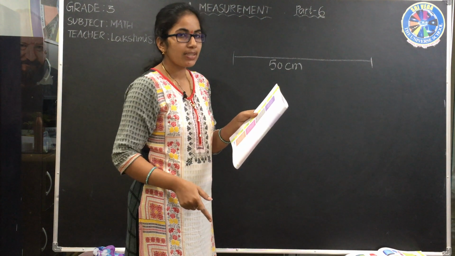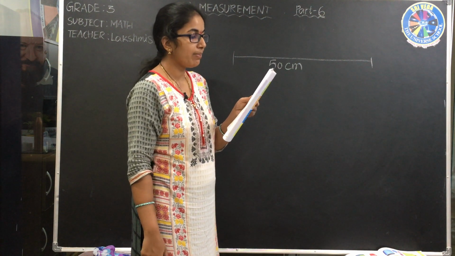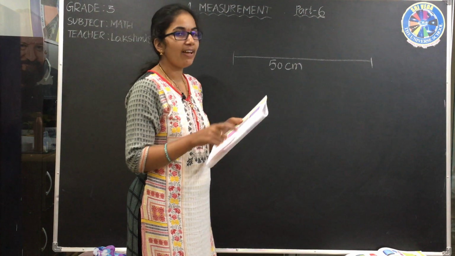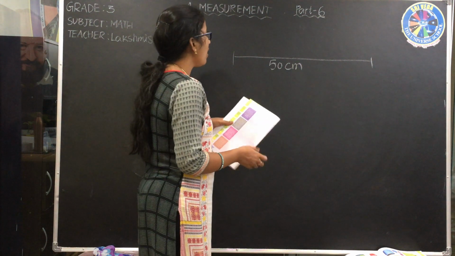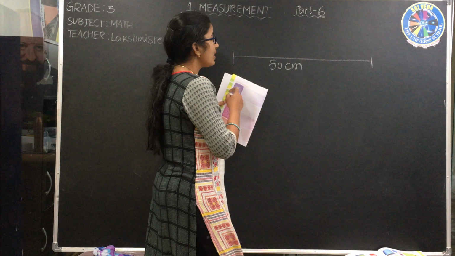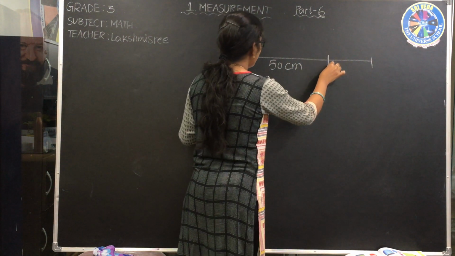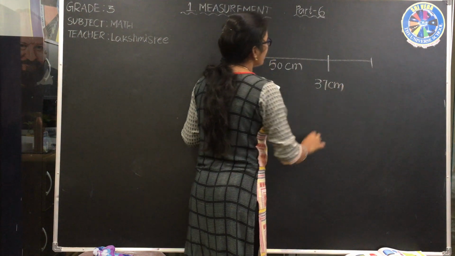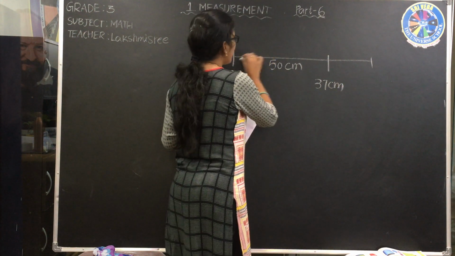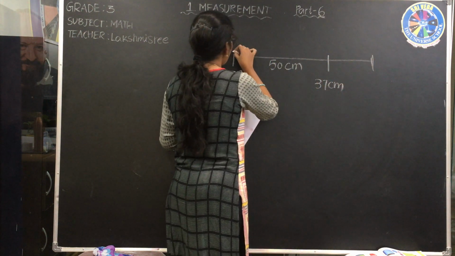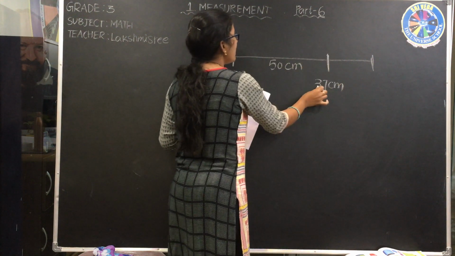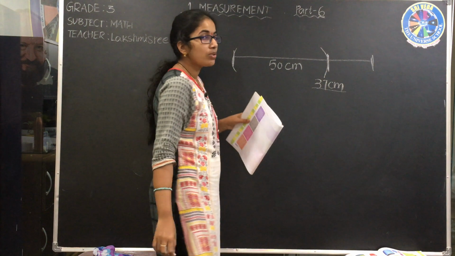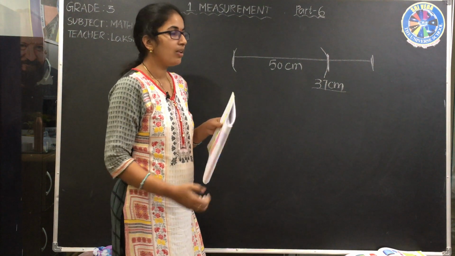Sonu cut 37 centimeters of ribbon and used it to tie some flowers. Okay? How much did he cut? Yes, he cut 37 centimeters. From here to here it is 50. From here to here it is 37. So from here to here he used to tie flowers.